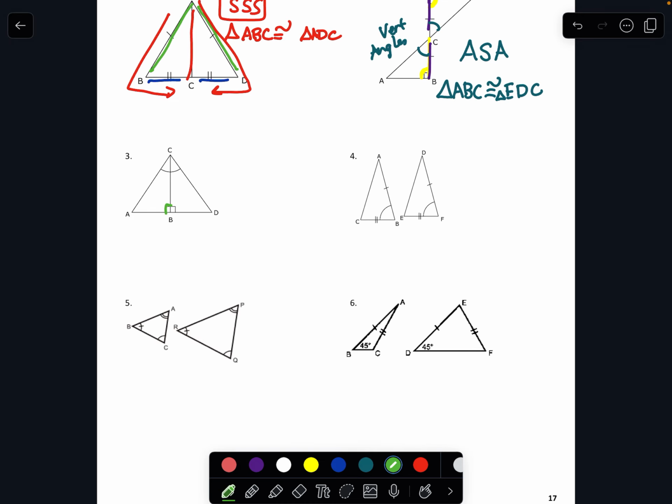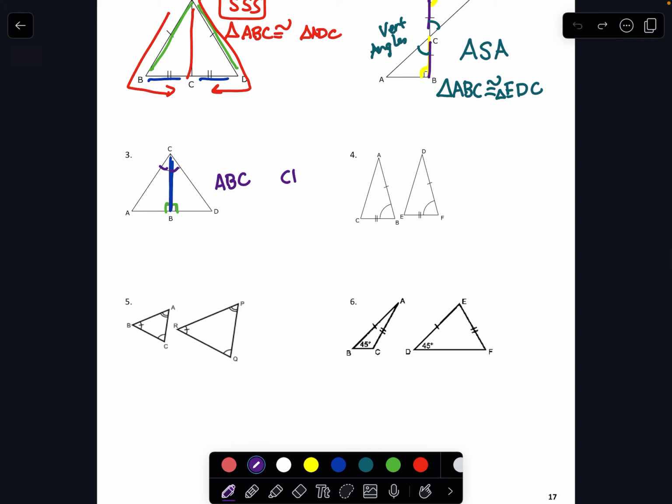Next one, they're giving us right angles, so those are congruent. You now know that these sides are congruent by the reflexive property, and they're showing us that these angles are congruent. So these two triangles, ABC and DBC, are congruent by angle side angle.